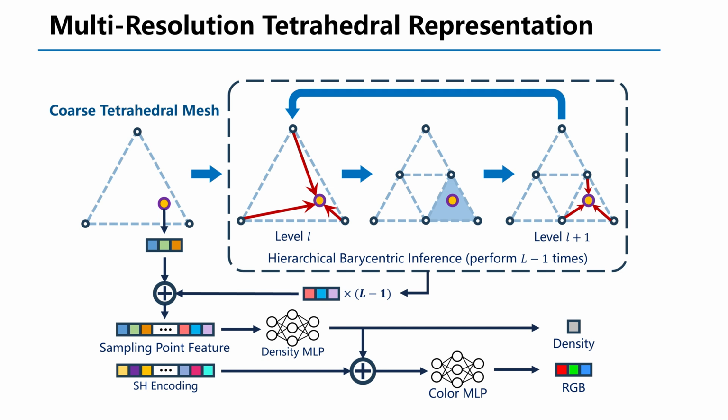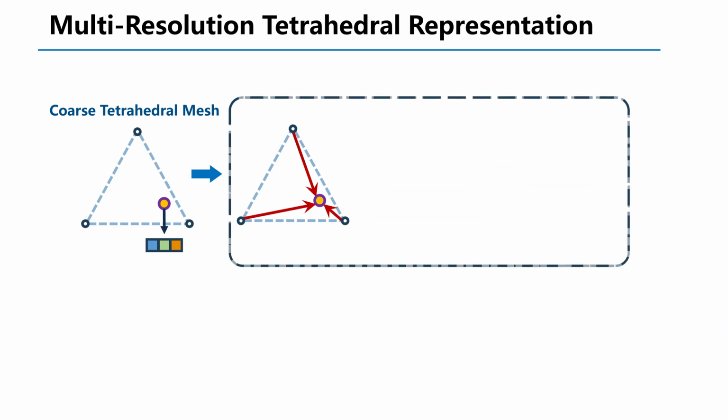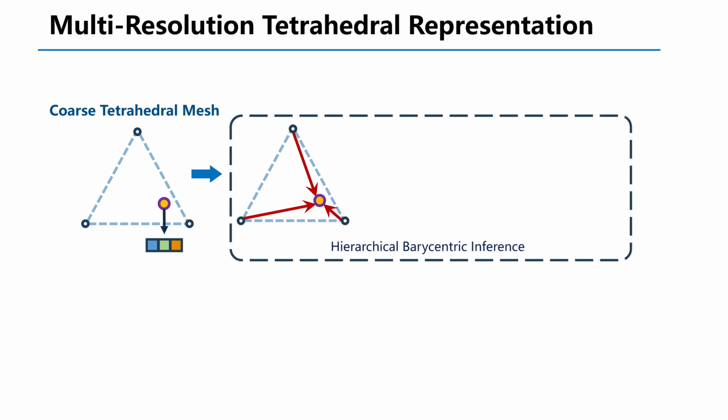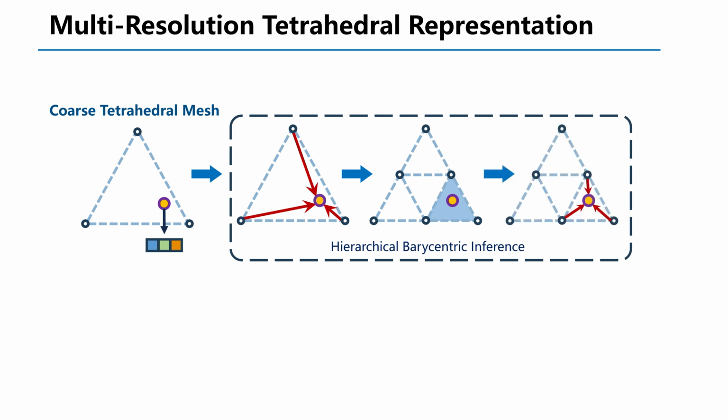The barycentric coordinates of the sampling point in the coarse tetrahedral mesh can be easily computed. We propose an iterative approach named hierarchical barycentric inference that allows us to determine which of the 8 child tetrahedra at level L+1 contains a specific sampling point at level L, using the barycentric coordinates of the point in the parent tetrahedron. Moreover, the barycentric coordinates of the sampling point at level L+1 can be explicitly calculated from its coordinates at level L, using a closed-form formula. Please refer to supplementary materials for more details.